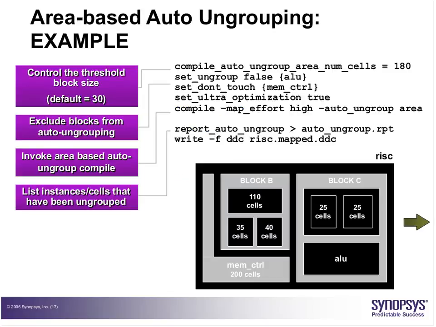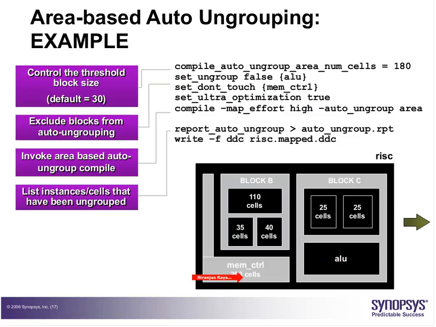This is an example script. So for the compile auto ungroup area number of cells, we have changed the value, the default is 30, we have changed it to 180. So this is the design we are talking about. We don't want ALU to be ungrouped, so ALU is set ungroup to false.